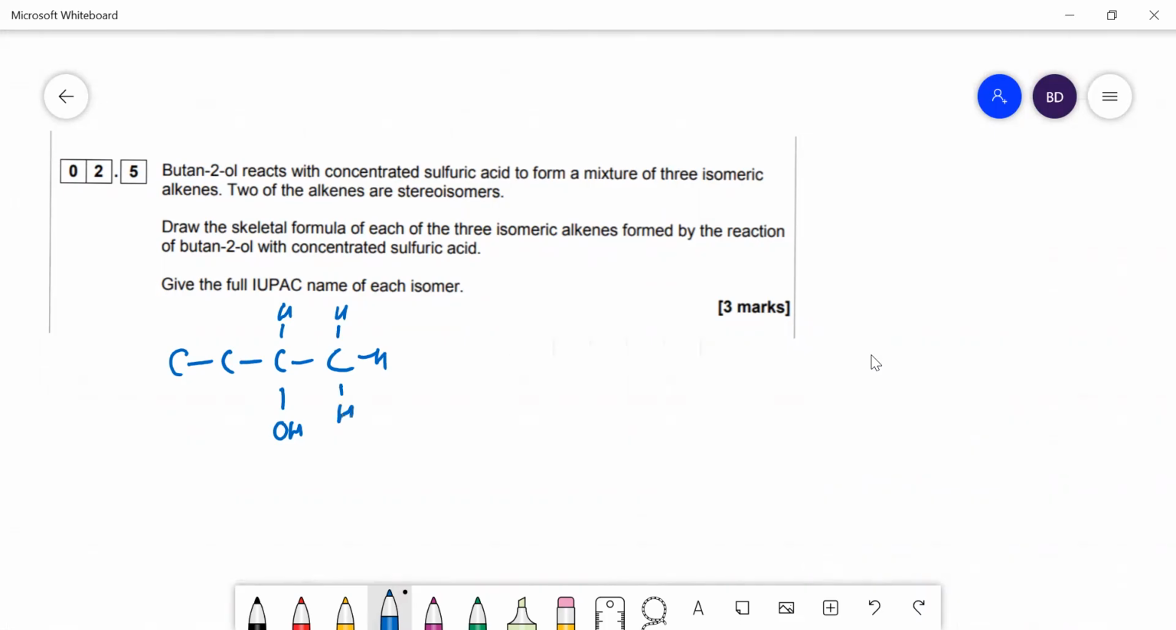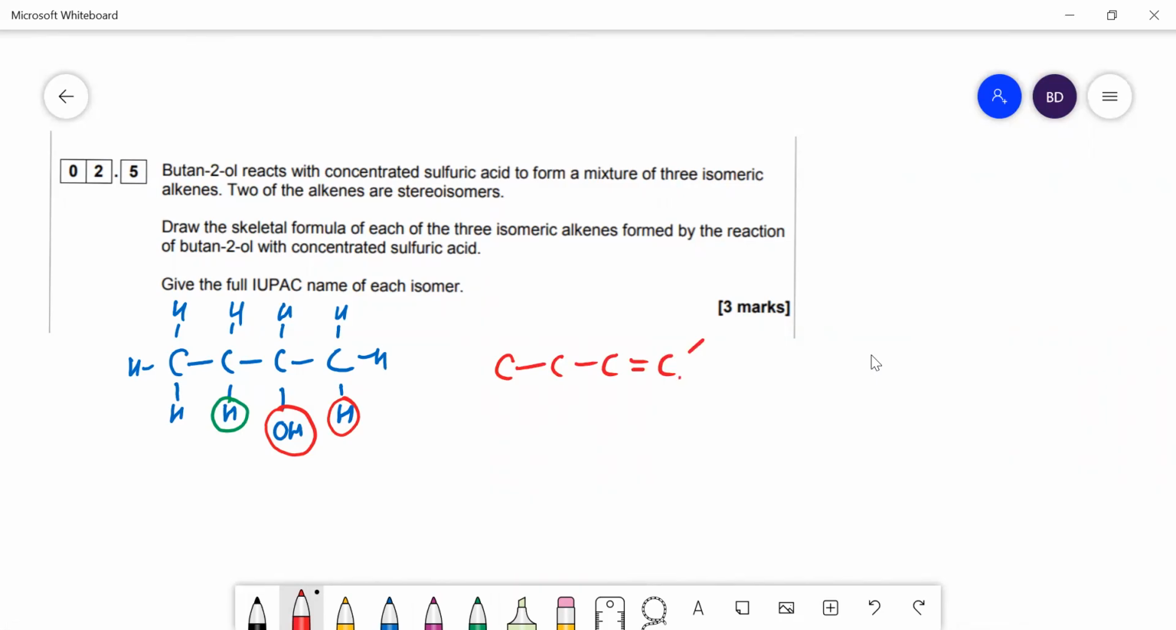Now, when we dehydrate an alcohol with an acid, we remove the OH and we remove a hydrogen from the carbon next door. Now there's 2 carbon next doors here, so you could remove that one, and that's going to give you but-1-ene, or you could remove the green one there, and that's going to give you but-2-ene. So let's just draw but-1-ene. So this is if you remove the red hydrogen, so I'll do that in red.